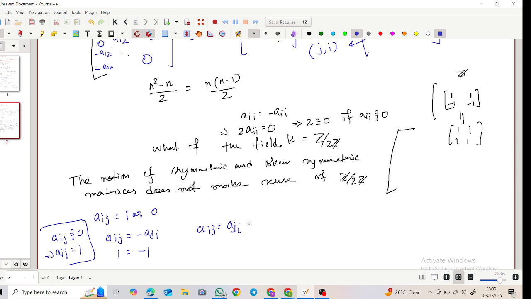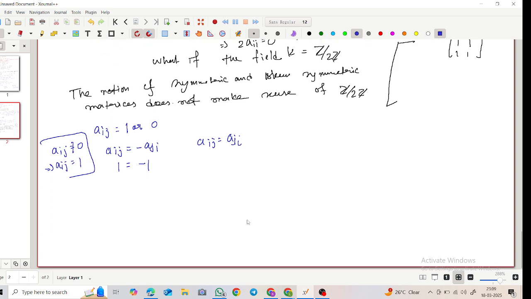Exactly. Okay, so now I will request you to observe this: n square is n into n minus 1 by 2 plus n into n plus 1 by 2. This is n square, right? And this is the skew symmetric part and this is only the symmetric part.